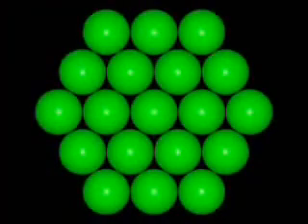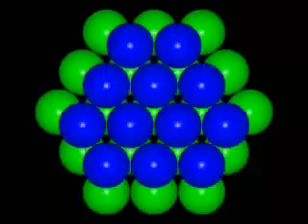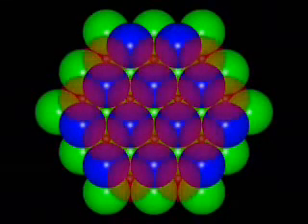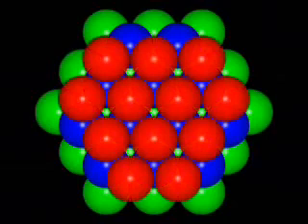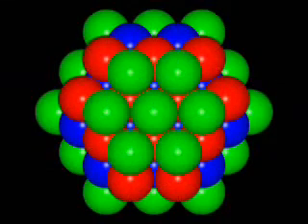A second layering scheme is as follows. The first 2 layers are the same as before, with each blue atom sitting in a dimple formed by 3 green atoms. In this case, however, the third layer is applied in such a way that it is not equivalent to the first.